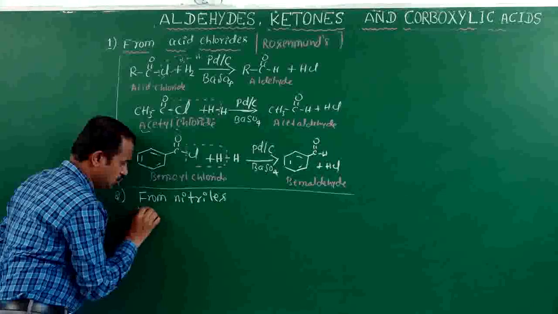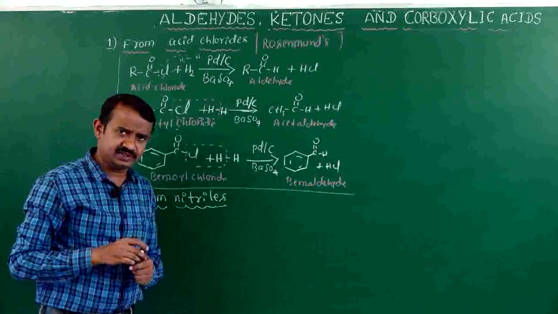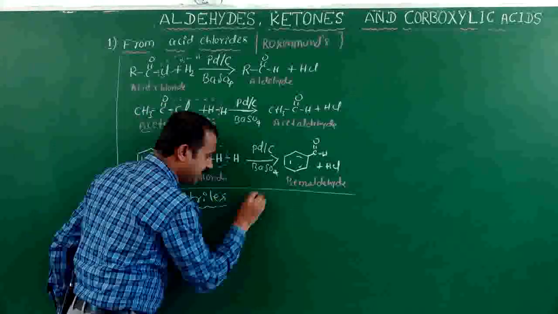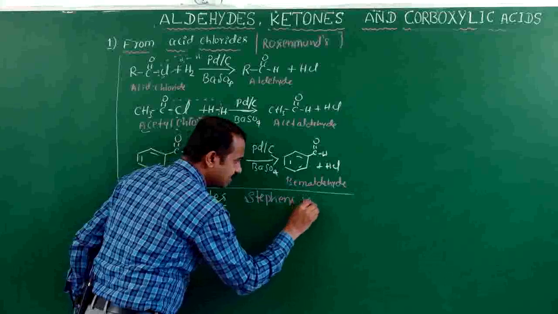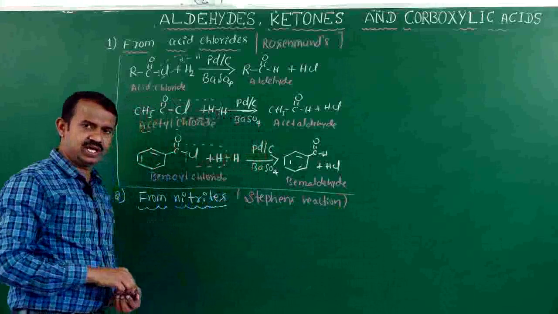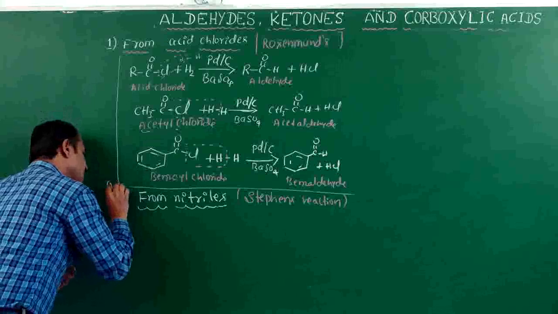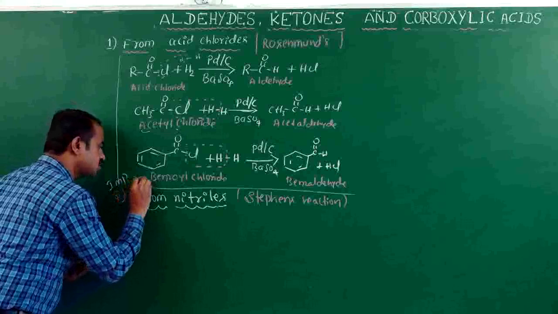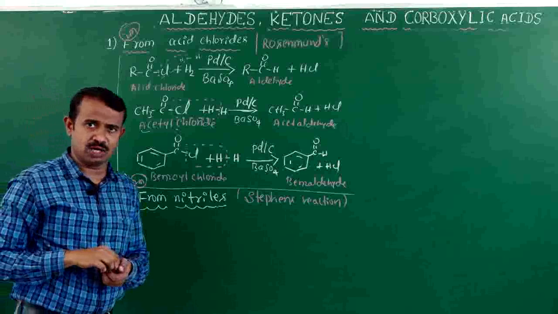Okay, next we will go for the second one, from nitriles. This is also important. How to prepare aldehydes from nitriles? Okay, here also the name reaction is called Stephen's reaction. Explain Stephen reaction. This is the name reaction. This is also very, very important for a 2 marks question. Rosenmund reaction also is a very, very important 2 marks question.